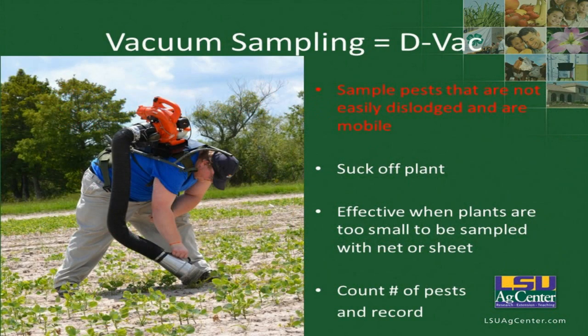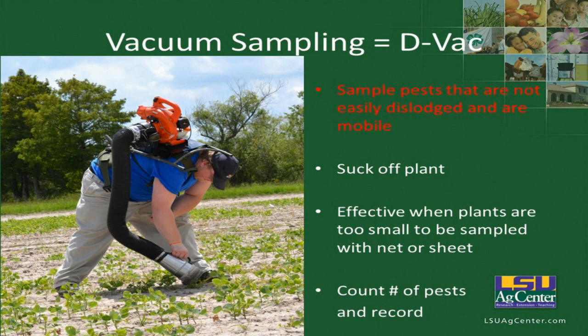A more intensive way of sampling is vacuum sampling, or a D-Vac. The pests are, once again, not easily dislodged by shaking with a shake sheet or hitting with a sweep net, and they're more mobile insects. So what you're doing is, it's essentially a leaf blower that's been converted.